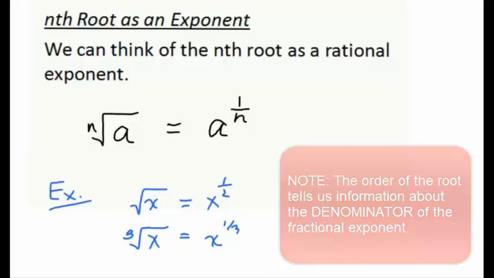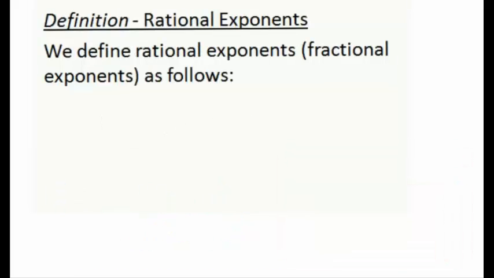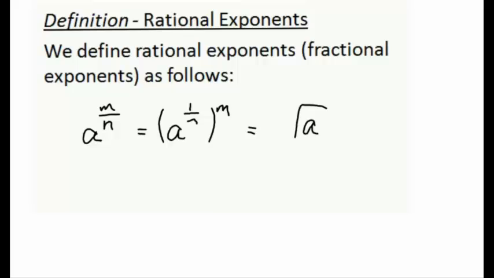and so on and so on. Using the idea on the last slide to help us out, we're going to define fractional exponents as follows. If we have an expression a, and our exponent is a fraction, m over n, then we can think of this as a to the 1 over n raised to the power of m. And we saw on the last slide that a to the 1 over n is just the nth root of a, and then all of this is going to be raised to the power of m.